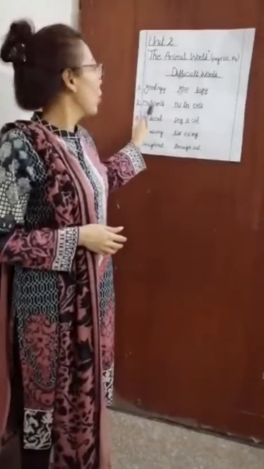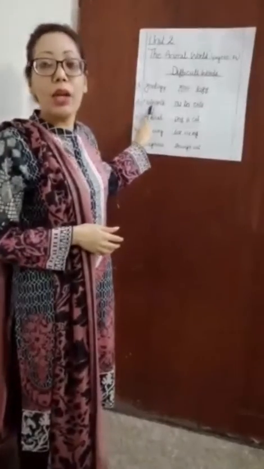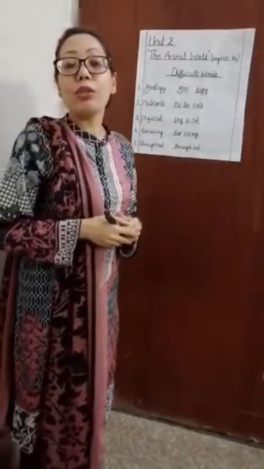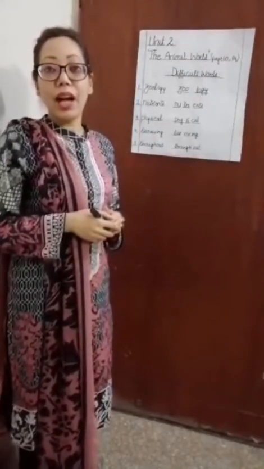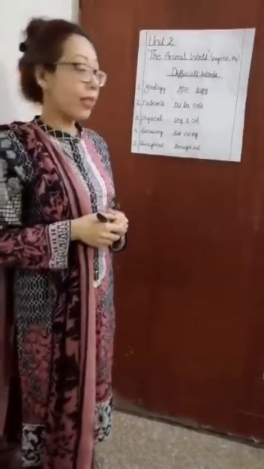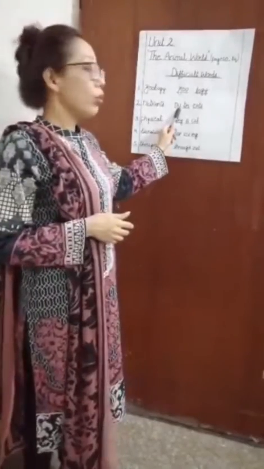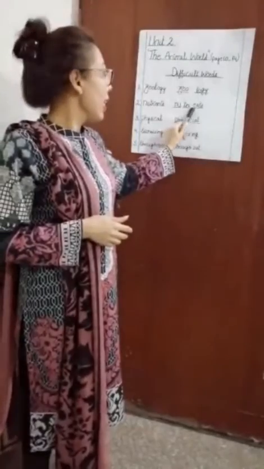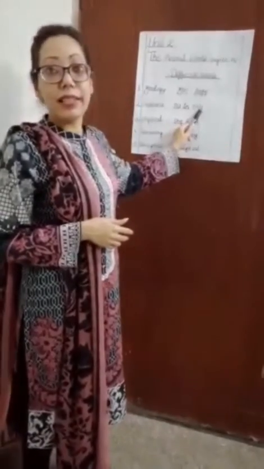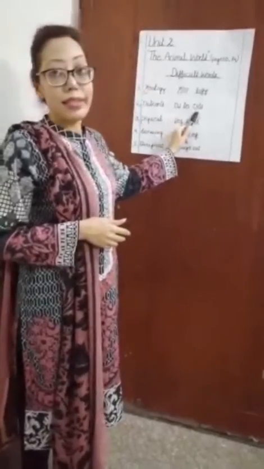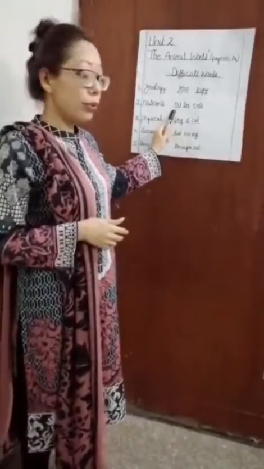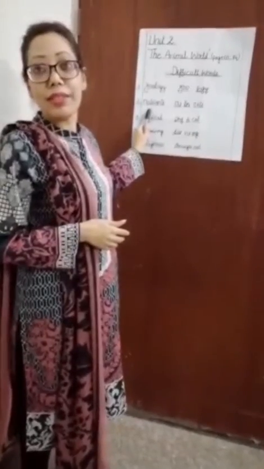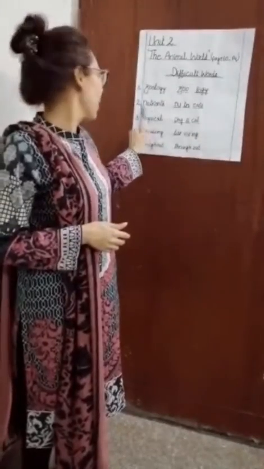Number two. Nutrients. Nutrients means a source of nourishment. N-U-T-R-I, tree, E-N-T-S, ants. Nutrients.